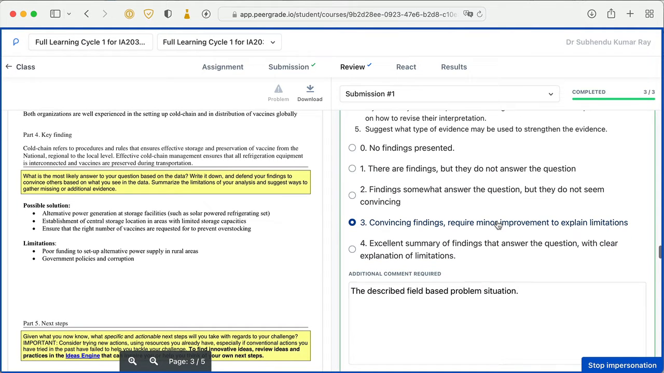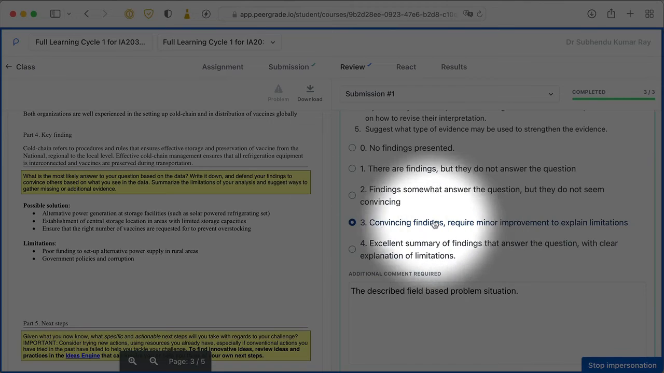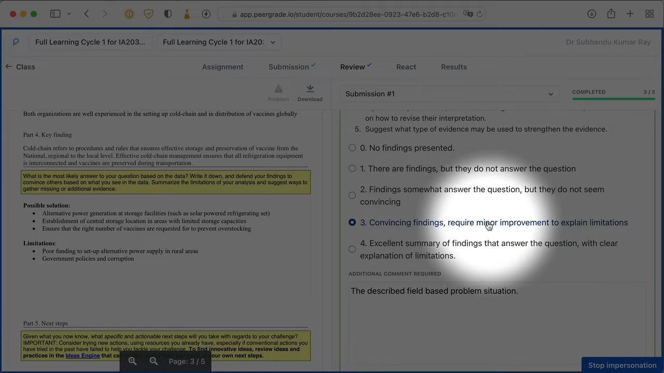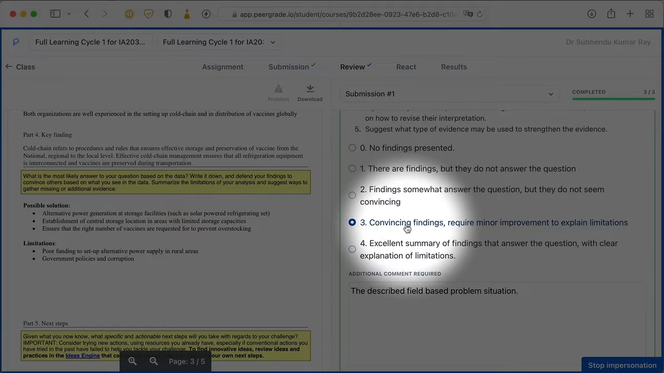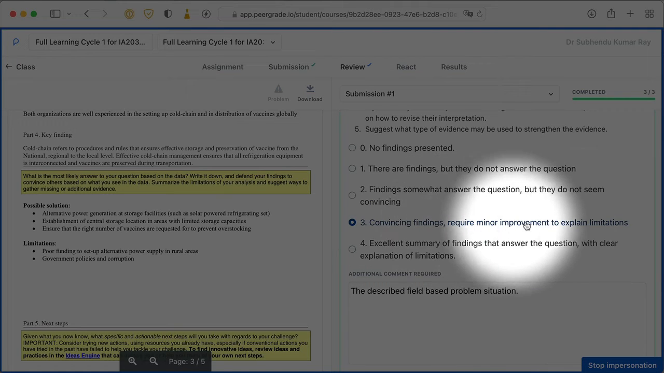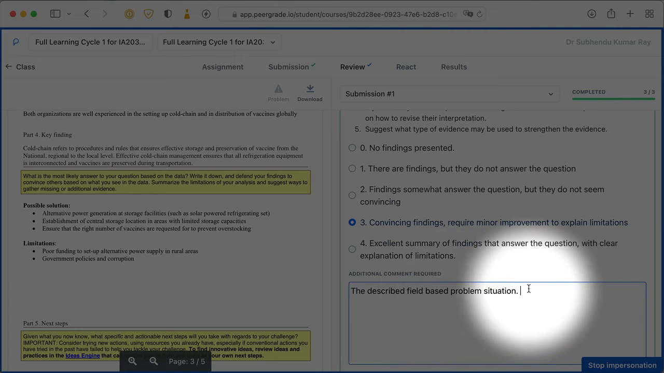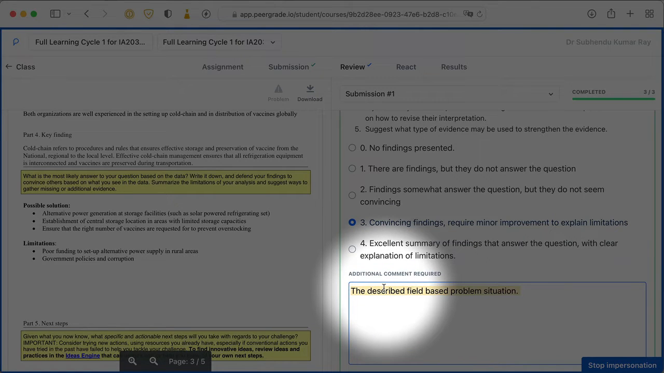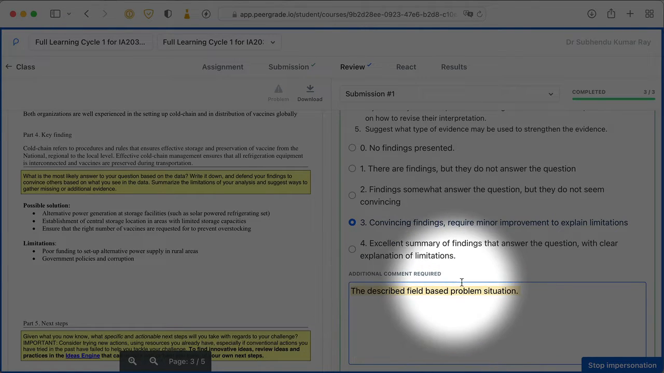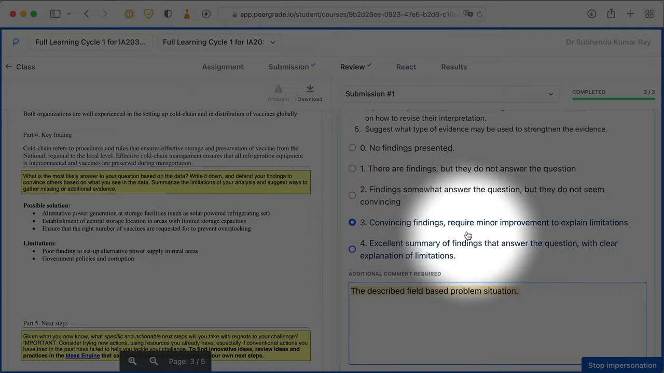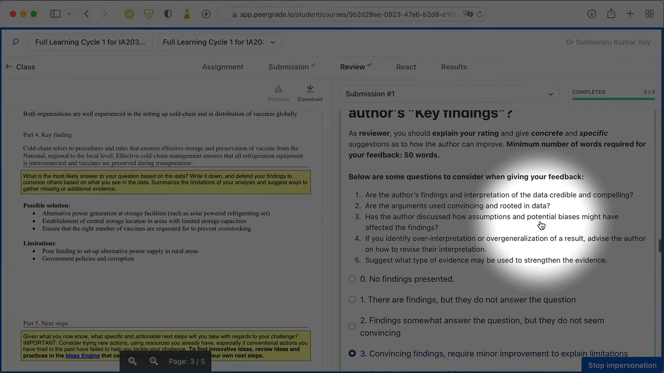Okay, convincing findings. Okay, again, I think here we have a reviewer who clearly was in a hurry, requiring minor improvement to explain limitations. Okay, the described field-based problem situation, this doesn't even make sense. What are you saying? What are you telling the author? You said there are minor improvements. What are they? All right.